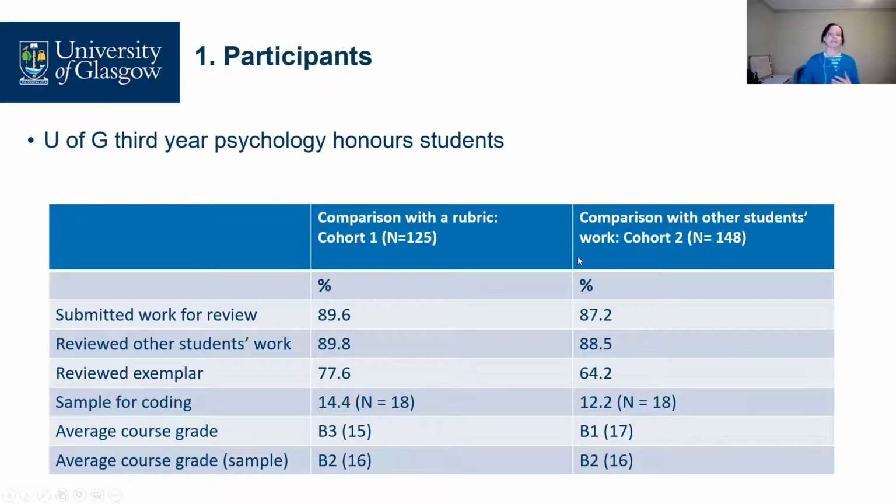So just to give you a bit of detail about the participants in this part of the study, in the comments analysis. They were third year psychology honours students, and for each cohort, we've got the numbers there. In terms of engagement with the peer review activity, it was quite high for both groups. They also reviewed other students' work. The reviews of the exemplars were slightly lower, less engaged with that, but still not too bad.